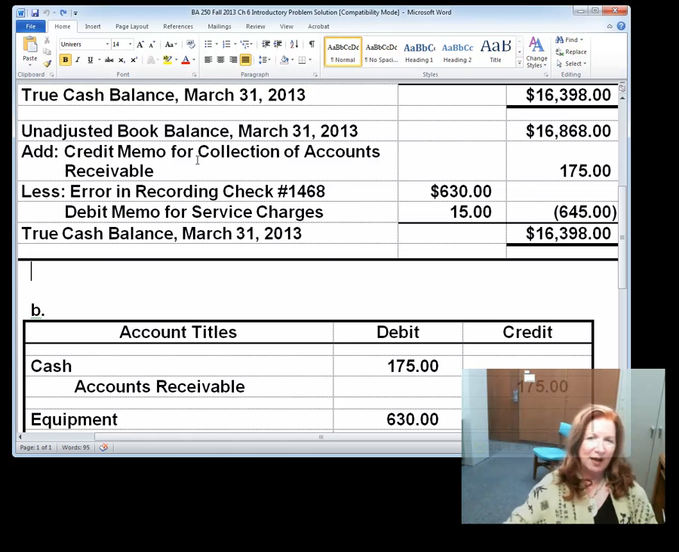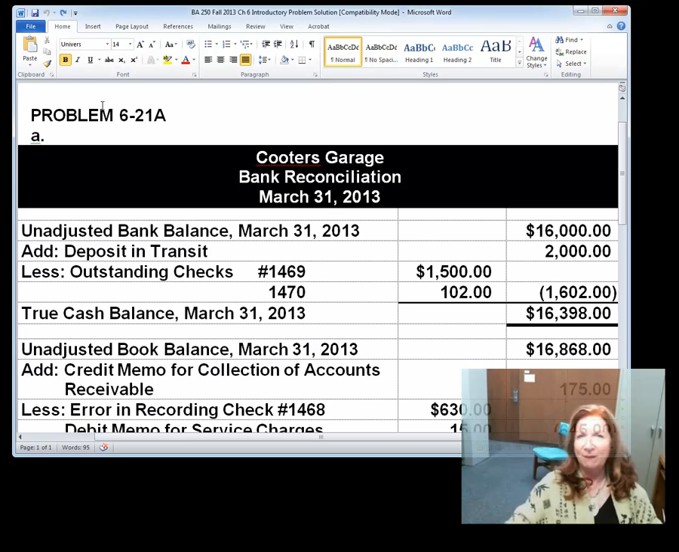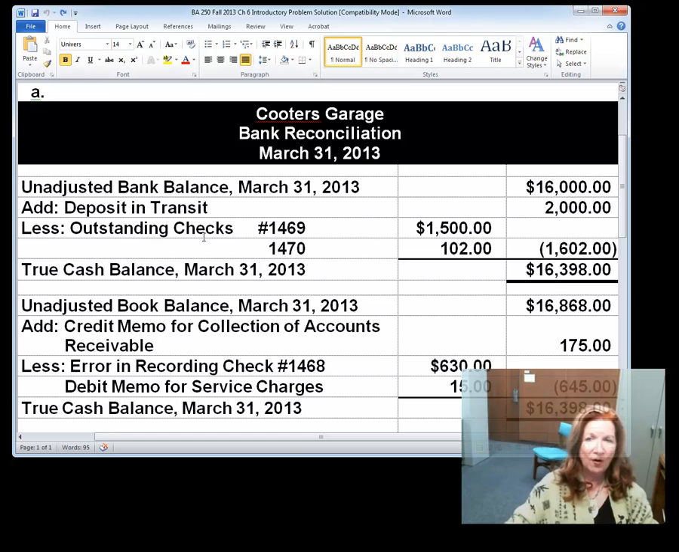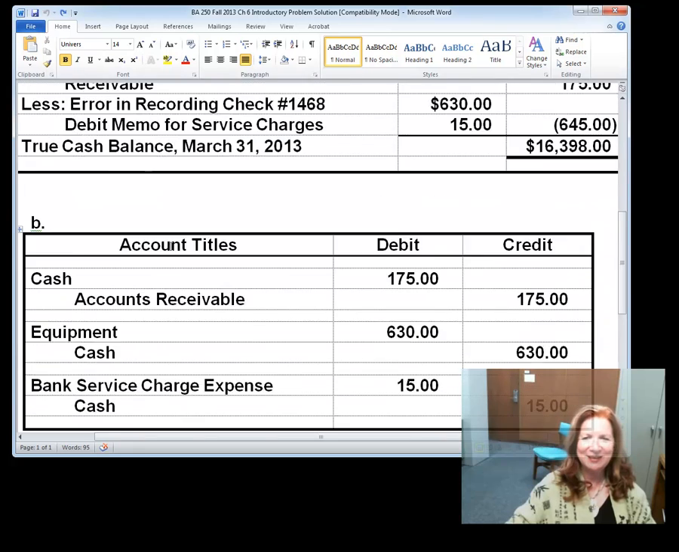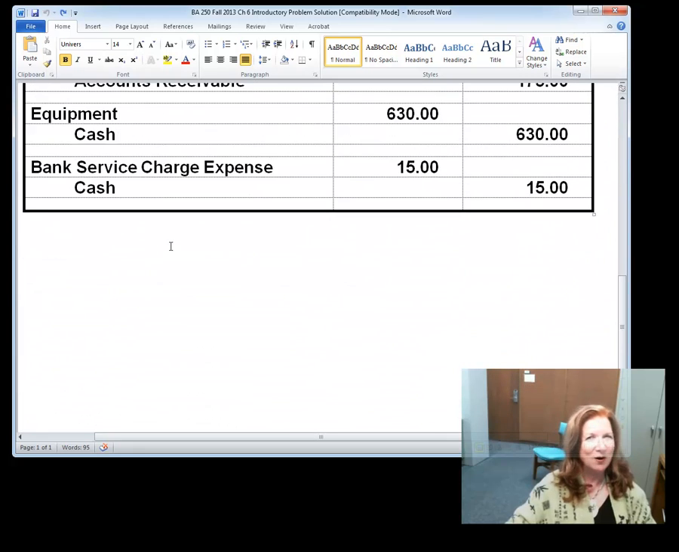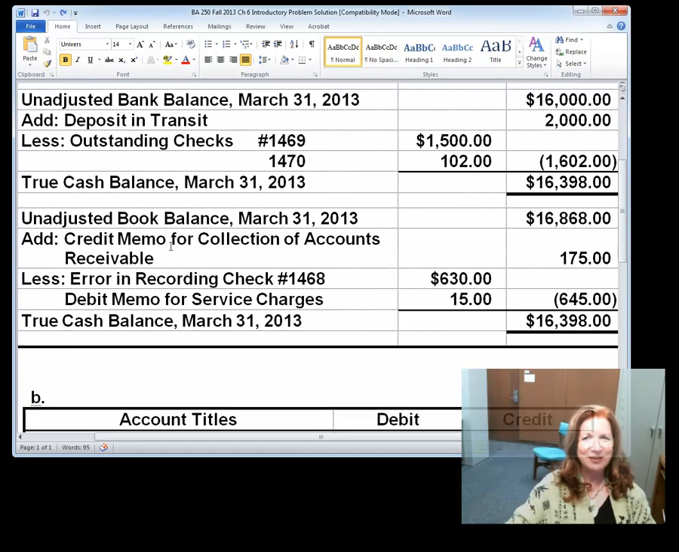So I hope you find this problem helpful. I hope it gets you immersed in the idea of a bank reconcilement, and that you can begin to see where all of these numbers come from as I point them out to you in these 2 statements. Thank you for joining me on this introduction to the introductory problem, looking at this solution to see what all the parts look like and how they go together.